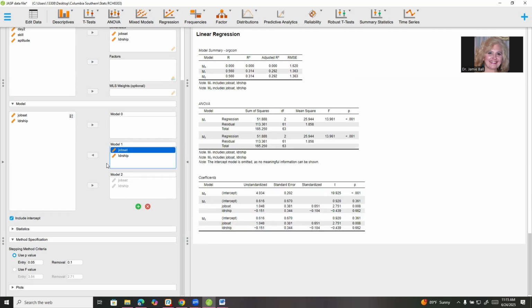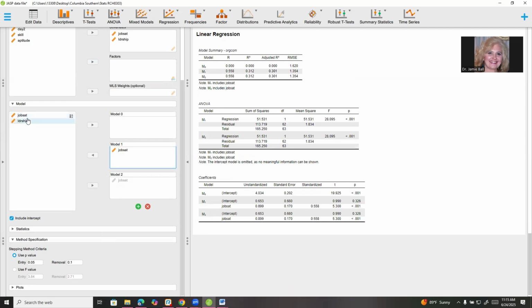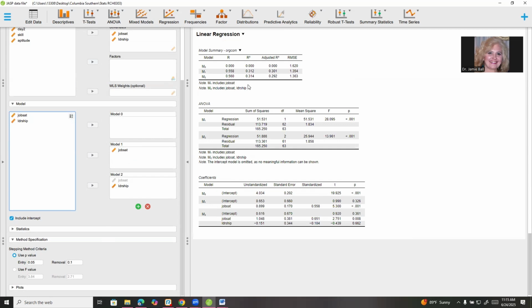So I'm going to move leadership back over here, and I'm going to put leadership here. Okay. Now this displays correctly. Model 1 is just the dependent variable. Model 2, you can see from the notes, includes just job satisfaction. And model 2, the last one, includes job satisfaction and leadership and their effect on the outcome variable. So this is important. Okay, you'll mostly be looking at model 2, but you'll also look at model 1 by itself.